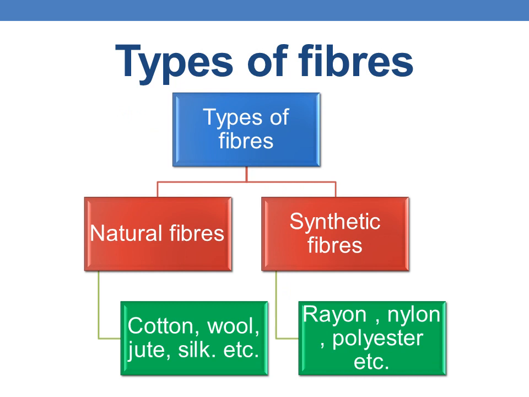Generally, fibers are of two types: natural fibers and synthetic fibers. Examples of natural fibers are cotton, wool, jute, silk. Examples of synthetic fibers are rayon, nylon and polyester.